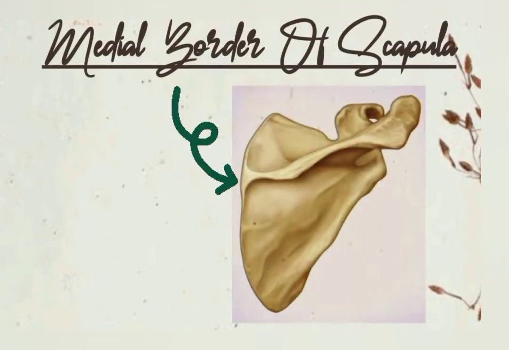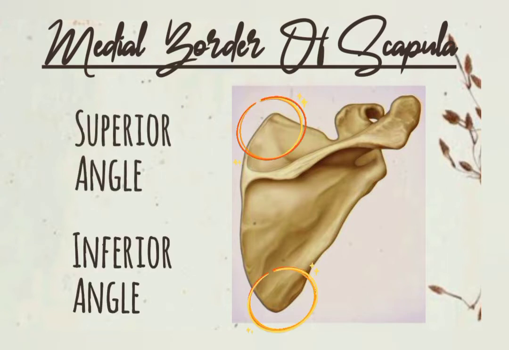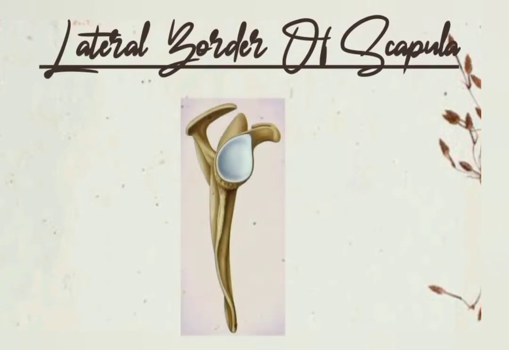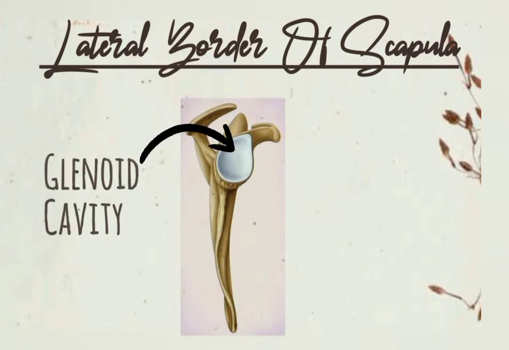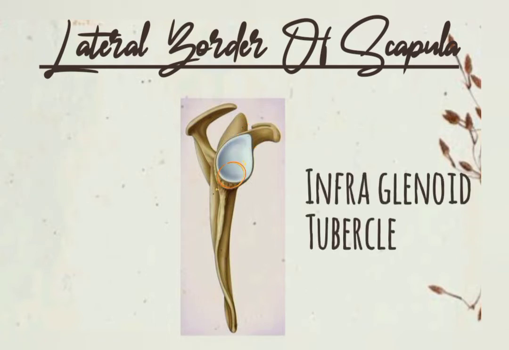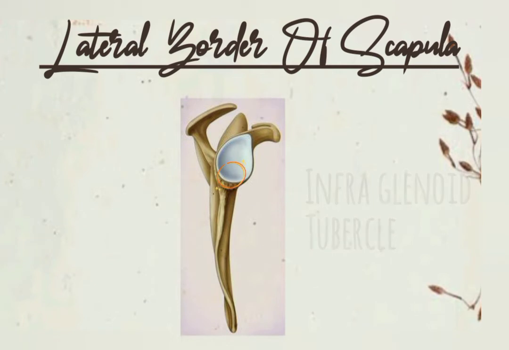The medial border is again thin like the superior border, but it extends from the superior angle to the inferior angle of the scapula. Now the third one is the lateral border of the scapula, which is the thickest among all. As you can see, there is a facet in it, which is called the glenoid cavity, for the articulation with the head of the humerus, and above it is the supraglenoid tubercle, and below it is the infraglenoid tubercle, which has its own importance for the attachment of muscles, which we will discuss further in the video.